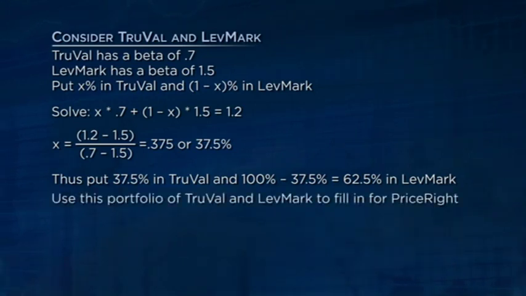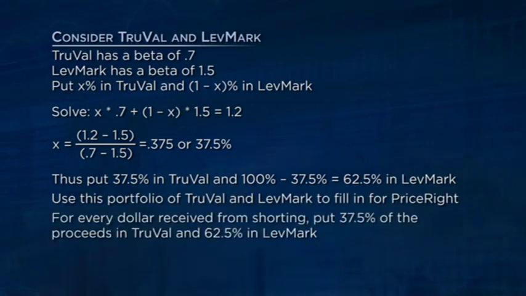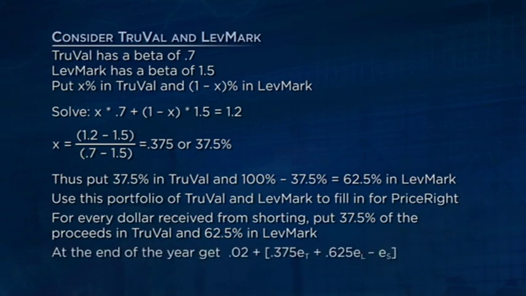Then what? Use this portfolio of True Value and Levmark to fill in for Price Right. The whole strategy is to short SleazeCo. For every dollar received from shorting, put 37.5% of the proceeds into True Value and 62.5% of those proceeds into Levmark. What do you get at the end of the year? What you get is 2% plus what? This term that is the summation of a bunch of idiosyncratic terms. It's going to be 0.375 times the idiosyncratic term on True Value plus 0.625 times the idiosyncratic term on Levmark minus the idiosyncratic return on SleazeCo.